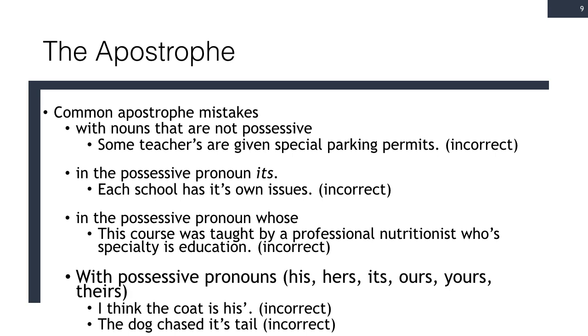Then there's the possessive pronoun its. It apostrophe S represents the contraction, not the possessive. So this is incorrect: each school has it's own issues. To properly use its as a possessive, it's just ITS.